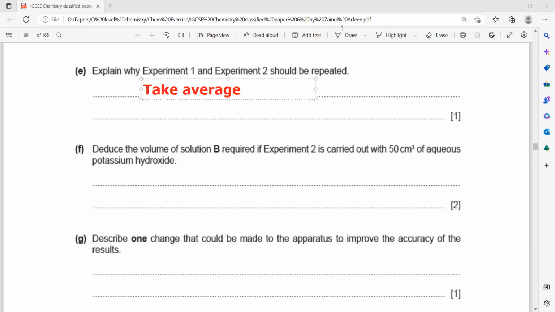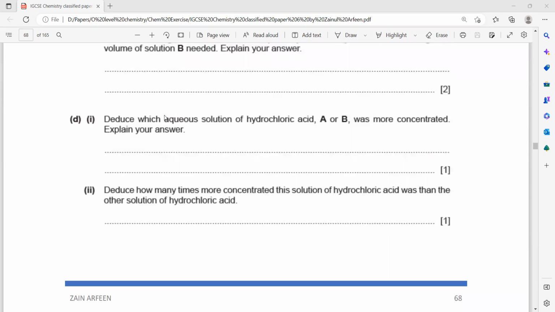I skipped a part. Okay, which part did I skip? Deduce how many times more concentrated. Yes, D2: how many times more concentrated the solution of hydrochloric acid was than the other. What is the ratio of concentration? If you check, this was 19.9, this is 19.8. The ratio of the volume is 1:2. So A is twice as concentrated as B, because if the volume of B is double, the concentration is half. You can also write it in the ratio.